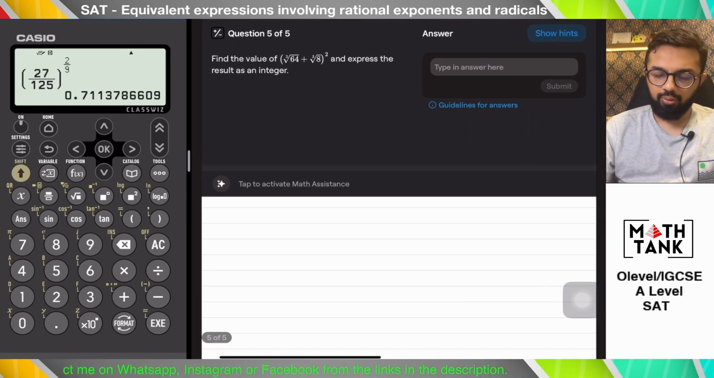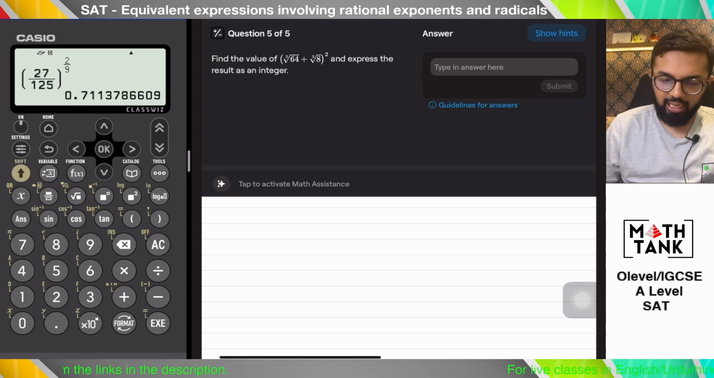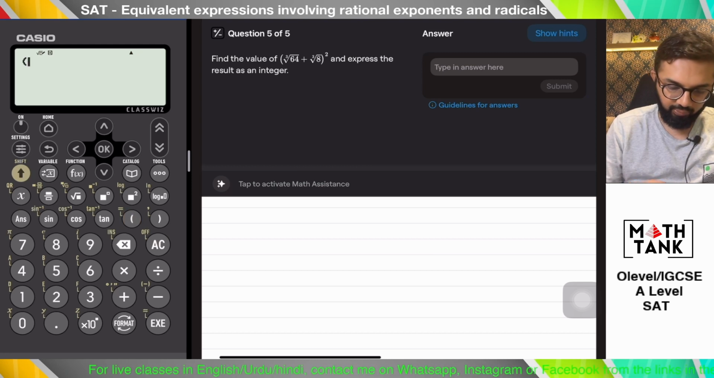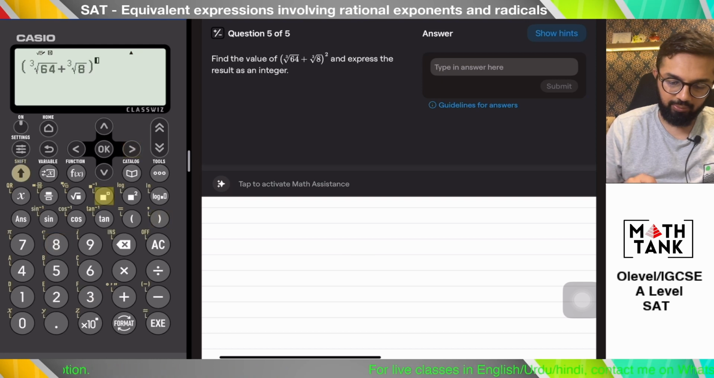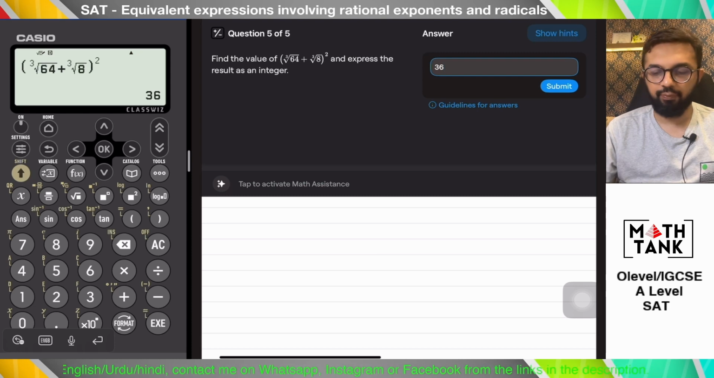Okay, question number 5. Find the value of this and express the result as an integer. Okay, so what I could do is I could just put this on my calculator and see if I get an integer out of this. So cube root of 64 plus cube root of 8 and put a square. 36. Okay, and that was relatively simple. Cube root of 64 is 4, cube root of 8 is 2, so 4 plus 2 is 6, 6 squared is 36.